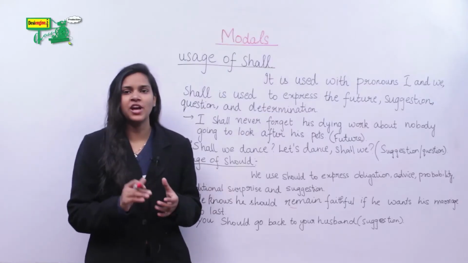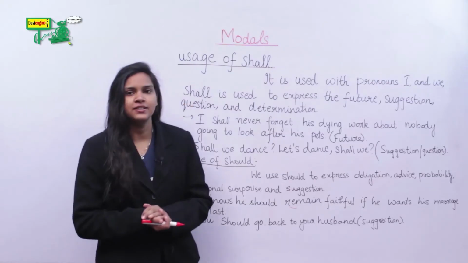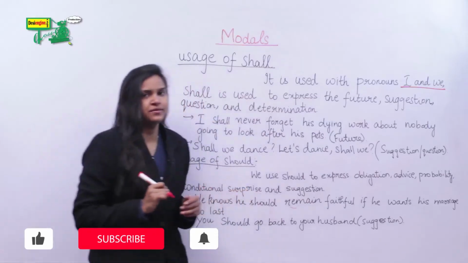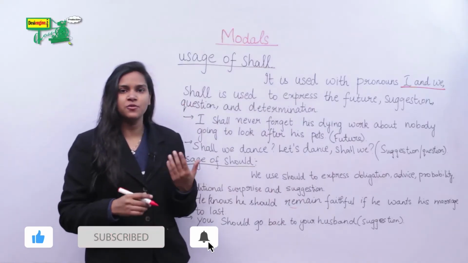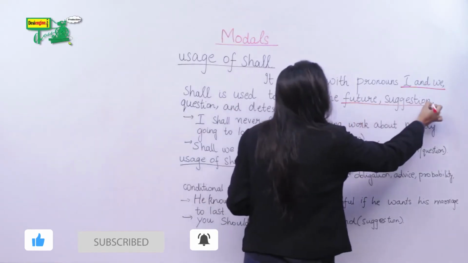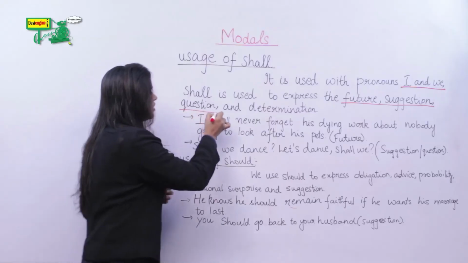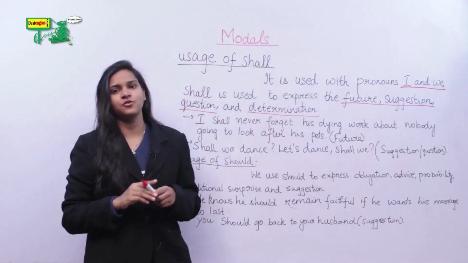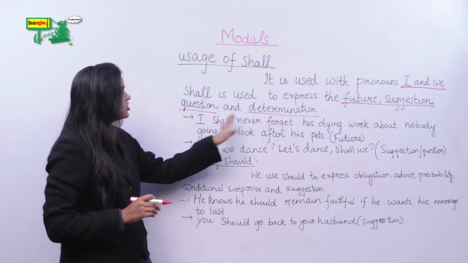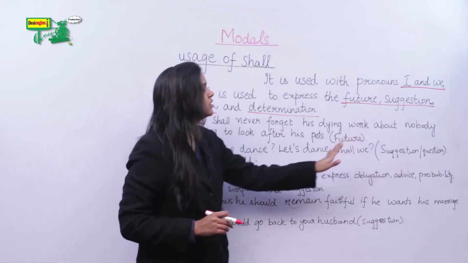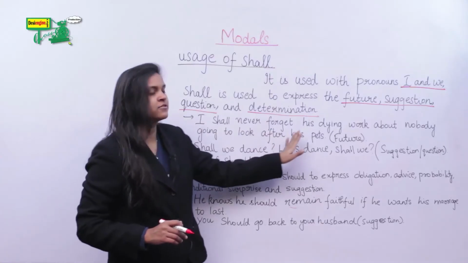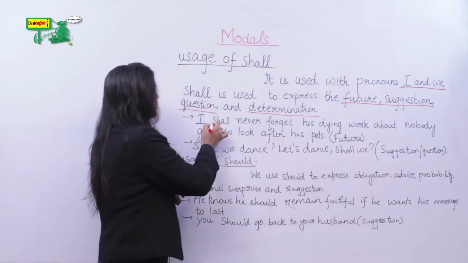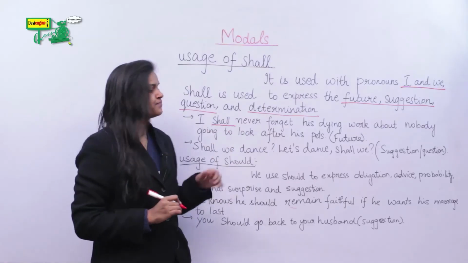Let's learn the usage of shall and should now. Usage of shall. It is used with pronouns I and we. Shall is also used to express the future, suggestion, question, and determination. Let's take few example sentences. I shall never forget his dying words about nobody going to look after his pets. This is a sentence which suggests future tense. Therefore, the usage of shall over here.